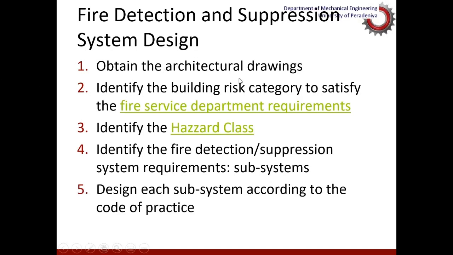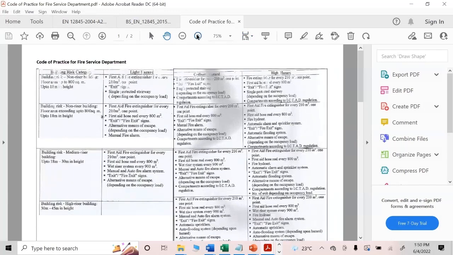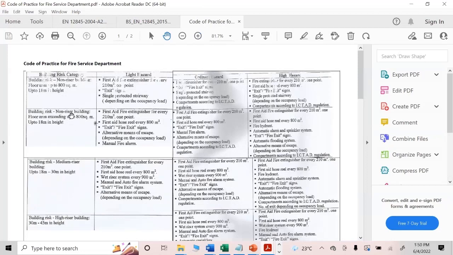Now, usually the fire service department requirements are based on this hazard level. So the municipal council tells you, depending upon the hazard class of the building, what kind of systems are required. Now, if I go to this, it's not very clear, but it is something from the fire service department requirement. You could get a copy of this from the fire brigade, the fire service department of the municipal council, for example. Now it says, for example, if it is a light hazard situation for a non-riser building, floor area up to 800 square meters and up to 18 meters in height, this is the limit that they say.